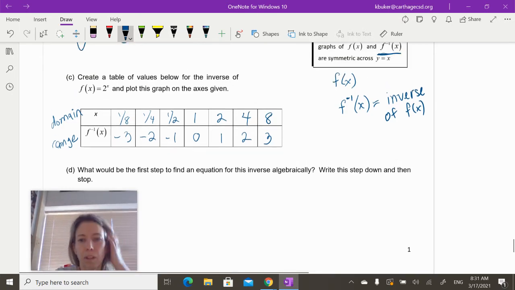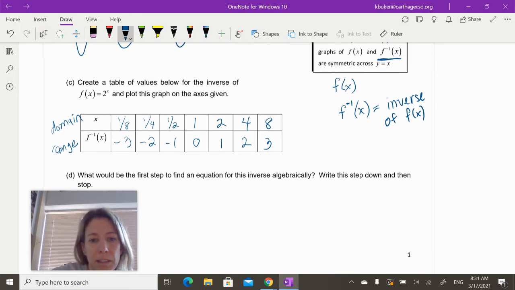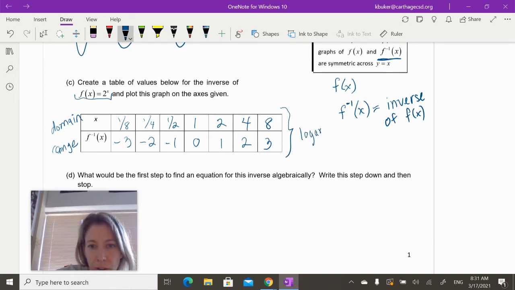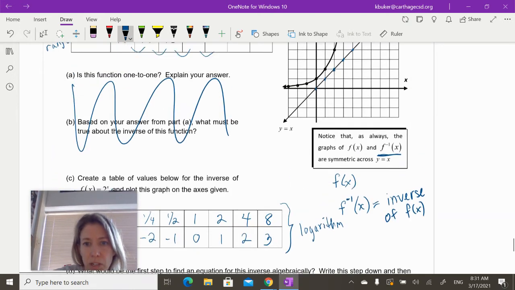And we'll talk about this later. So since this is an exponential and this is the inverse, this is actually a logarithm. That's what a logarithm is. It's the inverse of an exponential.